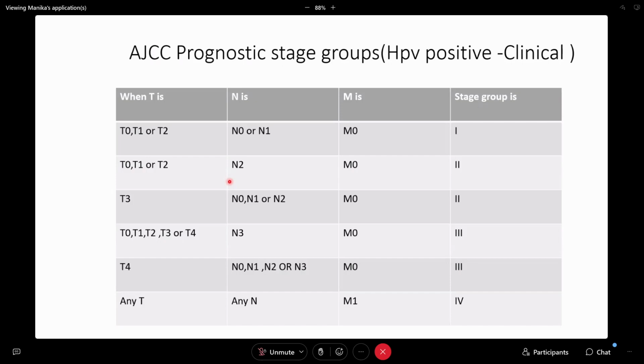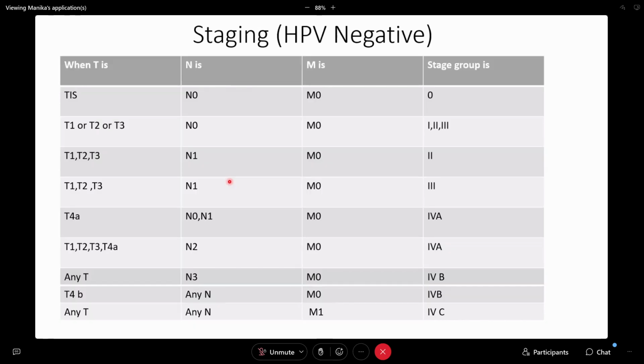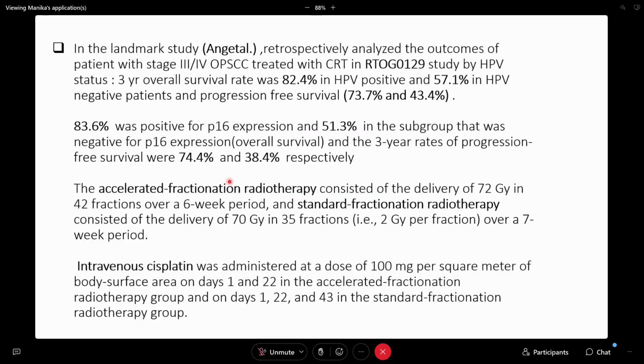Manika, you talked about de-intensification. Do you know about any trial which has talked about de-intensification of HPV positive tumors? Sir, there is a landmark study by Ang et al. Ang et al. did not talk about de-intensification of treatment. There is nothing about de-intensification of treatment in the RTOG 0129 published in NEJM 2010.